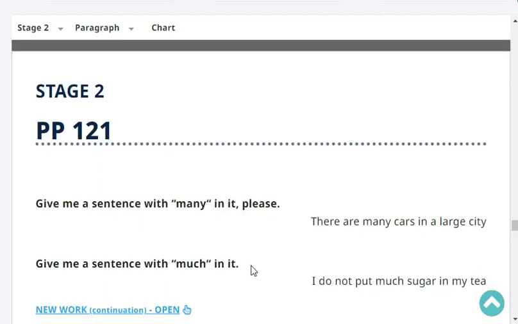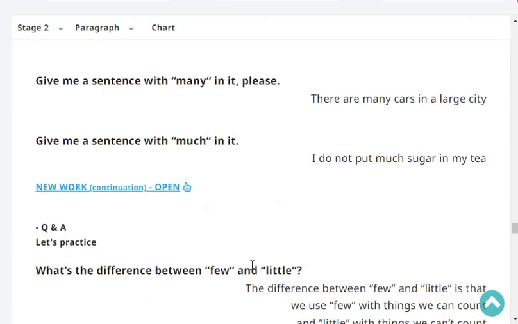Very good. Okay, next. Give me a sentence with the word many in it, please. There are many cars in a large city. Give me a sentence with the word much in it, please. I do not put much sugar in my tea. Very good. Okay. So that's the end of our revision.